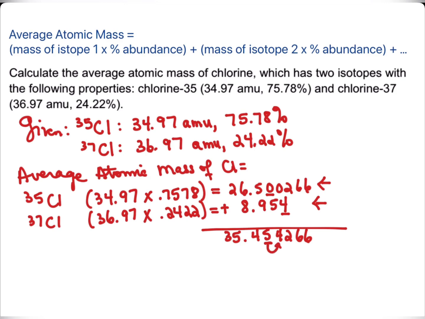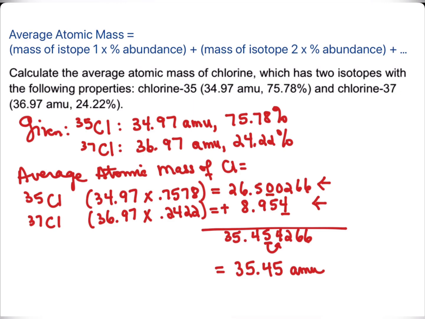I'm going to look at the number next to the underlined digit. If it's 5 or more, I give my underlined digit a score. So this is less than 5, so I'm going to keep it at rest. So my final answer is 35.45 AMU. Your units for average atomic mass is always going to be AMU.